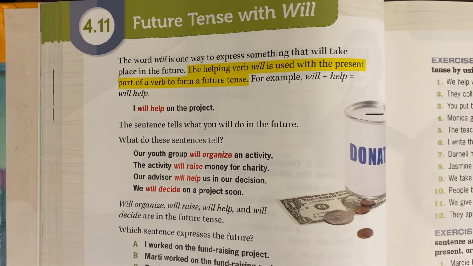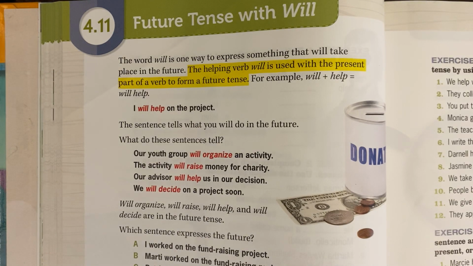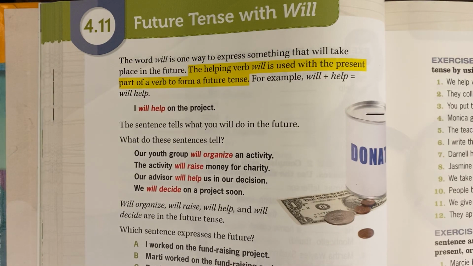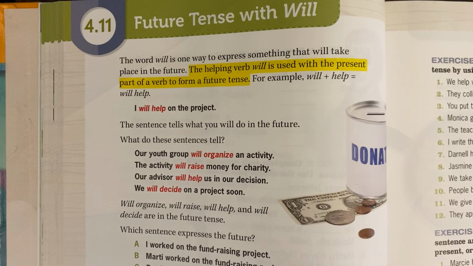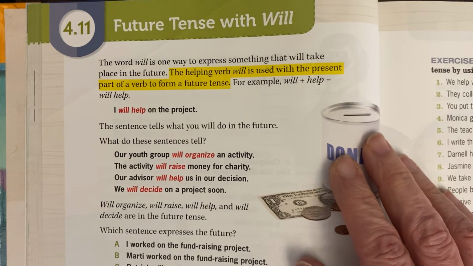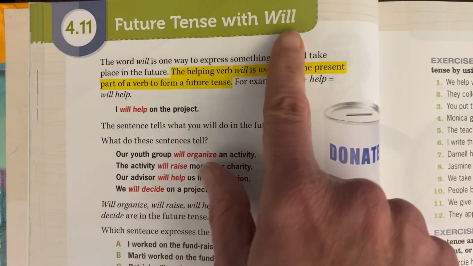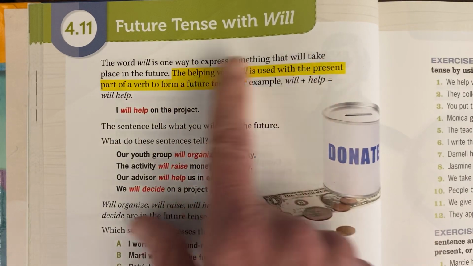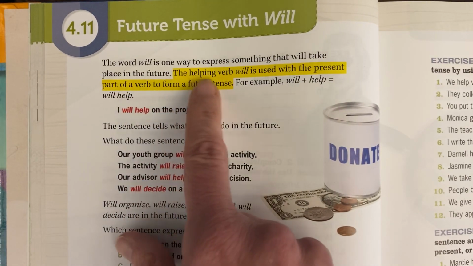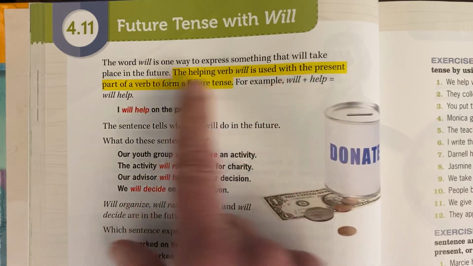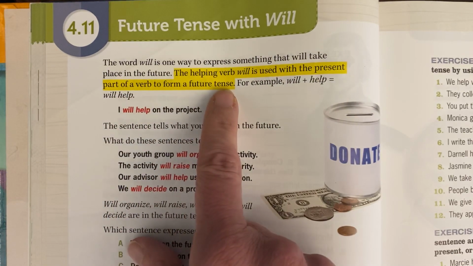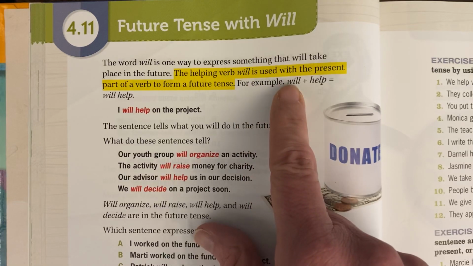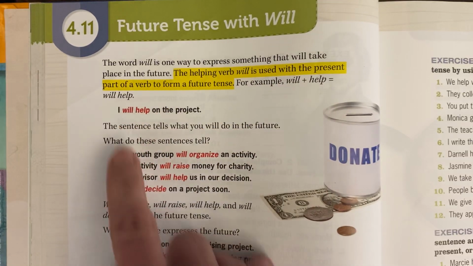Okay, everyone, we are going to talk about the future tense today. So we've done the present tense, which is now, and the past tense, and now we are doing the future tense. So one way to write in the future tense is to use the word will. The word will is one way to express something that will take place in the future. The helping verb will is used with the present part of a verb to form the future tense. For example, will plus help equals will help.